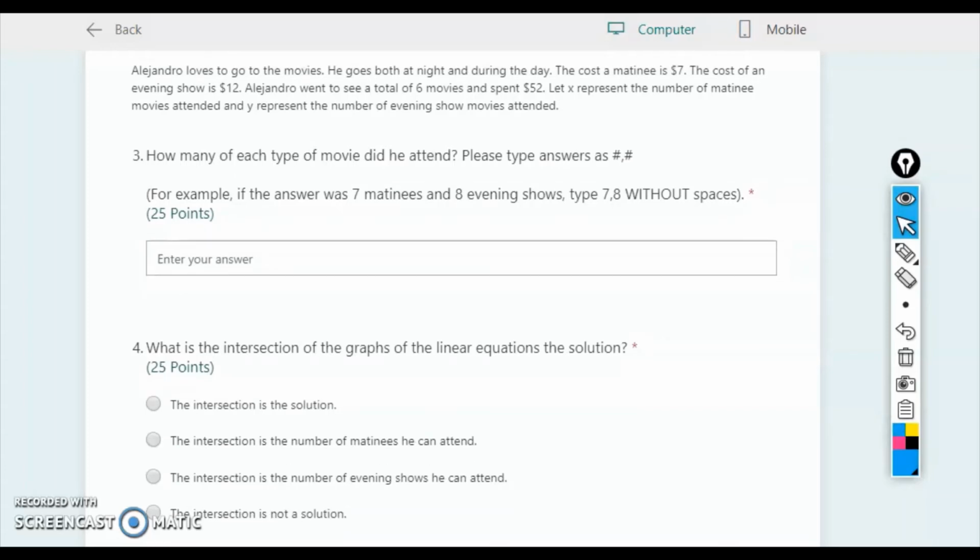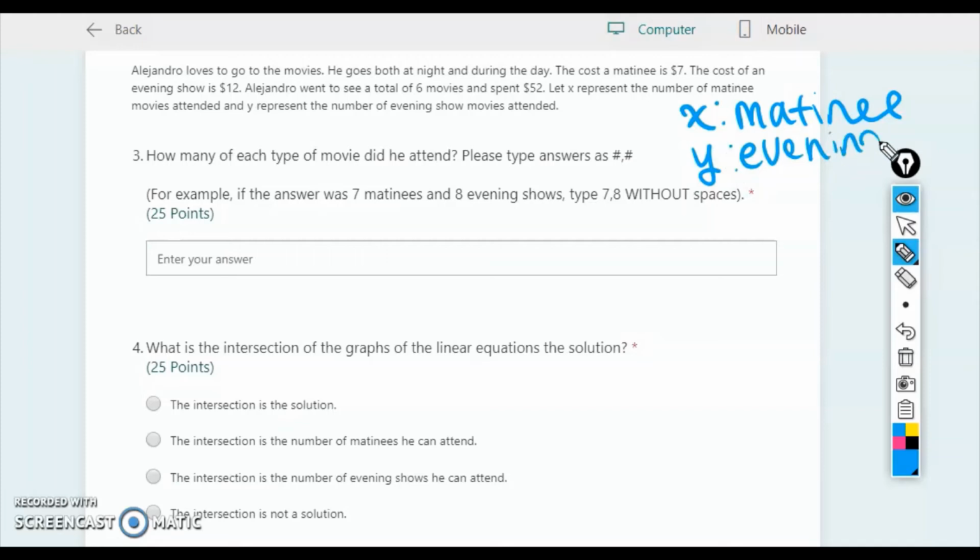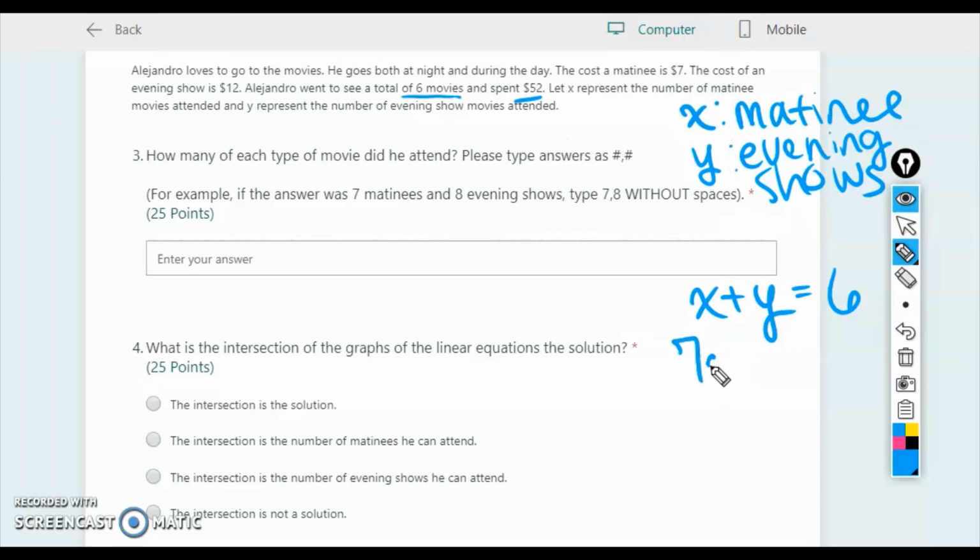I know that x is going to be my matinee, and y be my evening shows. He went and saw a total of 6 movies for $52. So I know the matinee plus the evening shows should be 6, and money goes with money, so matinee is $7. So 7 times x plus $12 for the evening show, 12y equals $52.